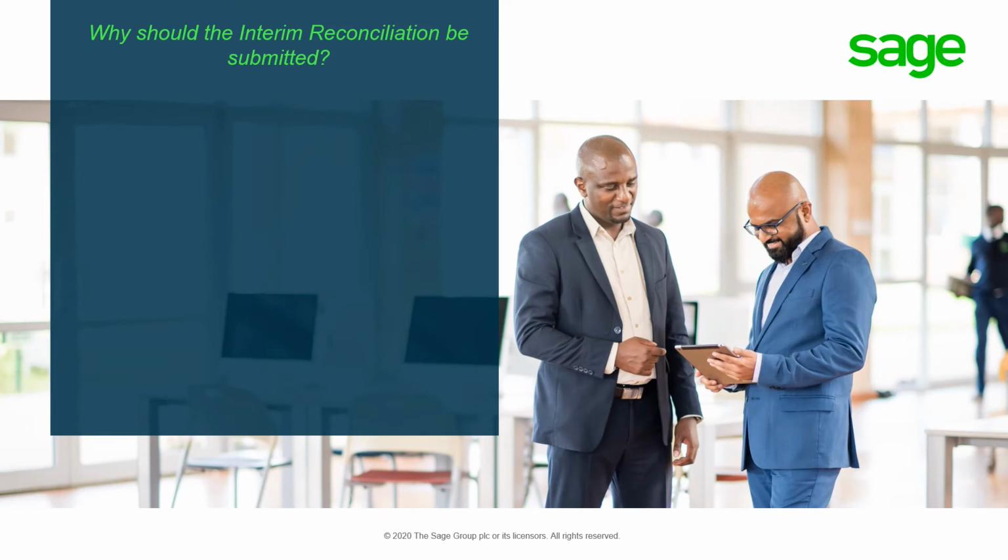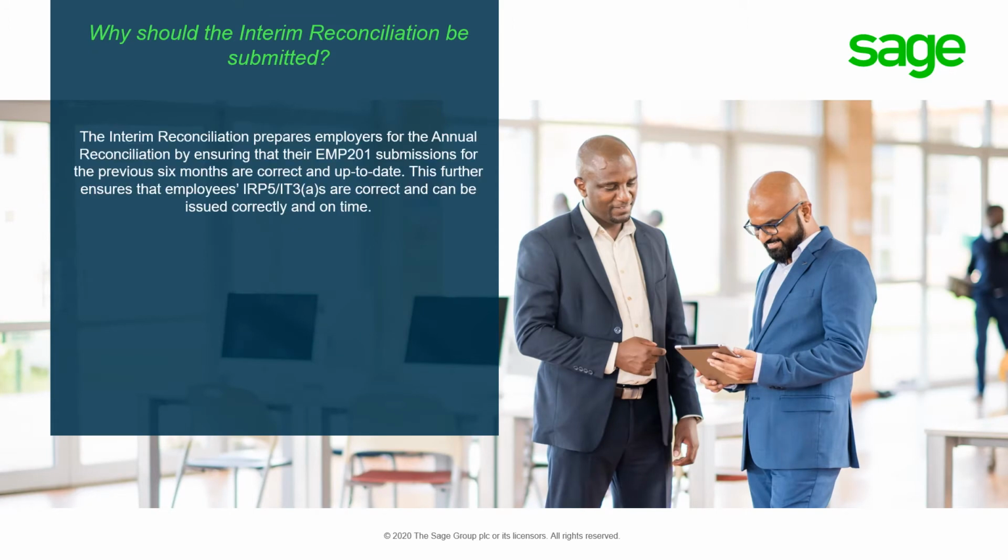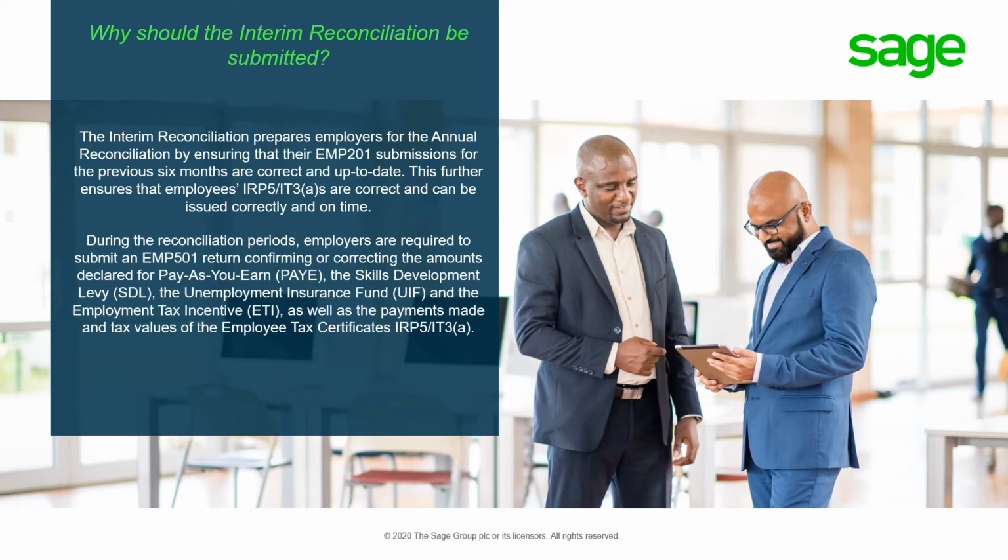Why should the interim reconciliation be submitted? The interim reconciliation prepares employers for the annual reconciliation by ensuring that their EMP 201 submissions for the previous 6 months are correct and up to date. This further ensures that employees' IRP5 IT3s are correct and can be issued correctly and on time. During the reconciliation periods, employers are required to submit an EMP 501 return confirming or correcting the amounts declared for pay-as-you-earn, SDL, UIF, and ETI, as well as any payments made and tax values of the employee tax certificate IRP5 IT3.